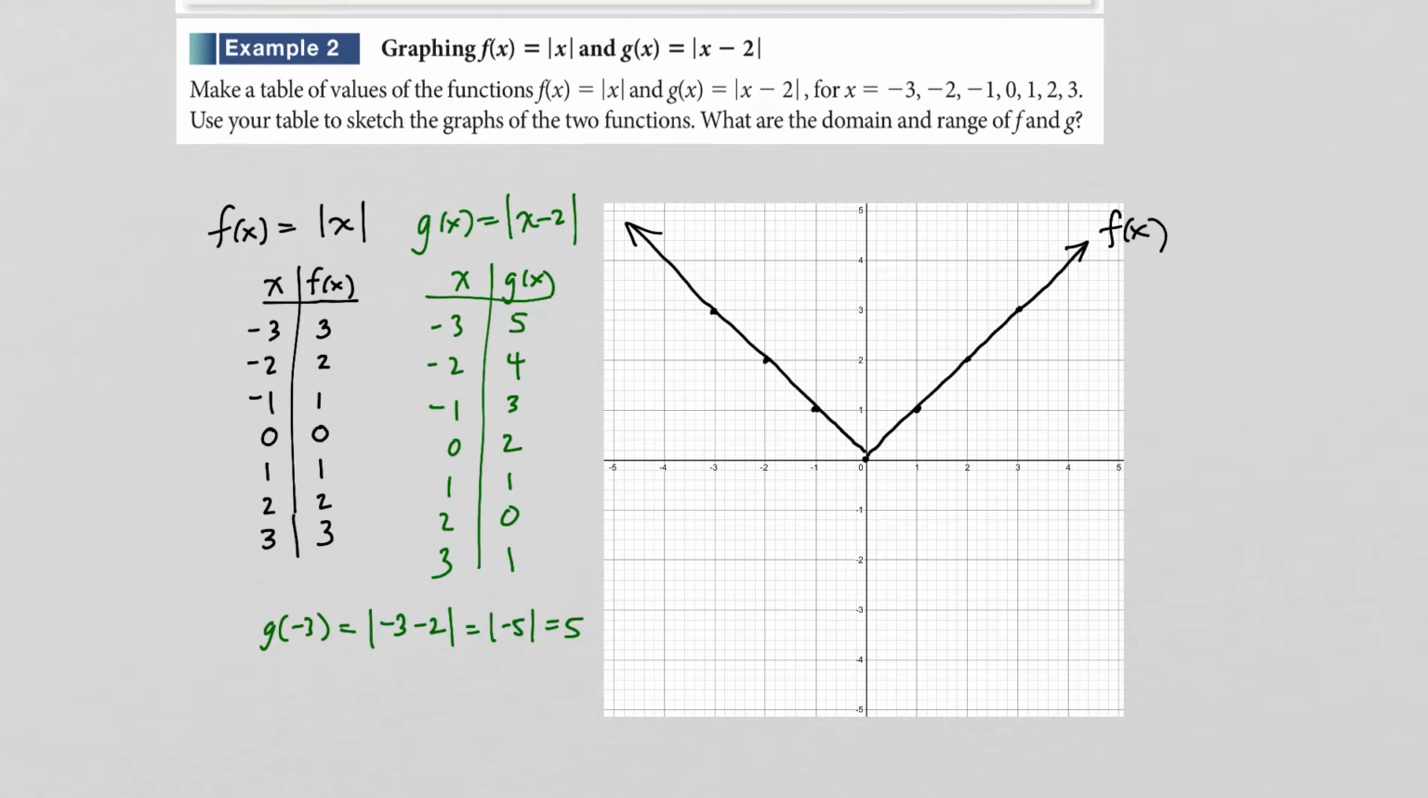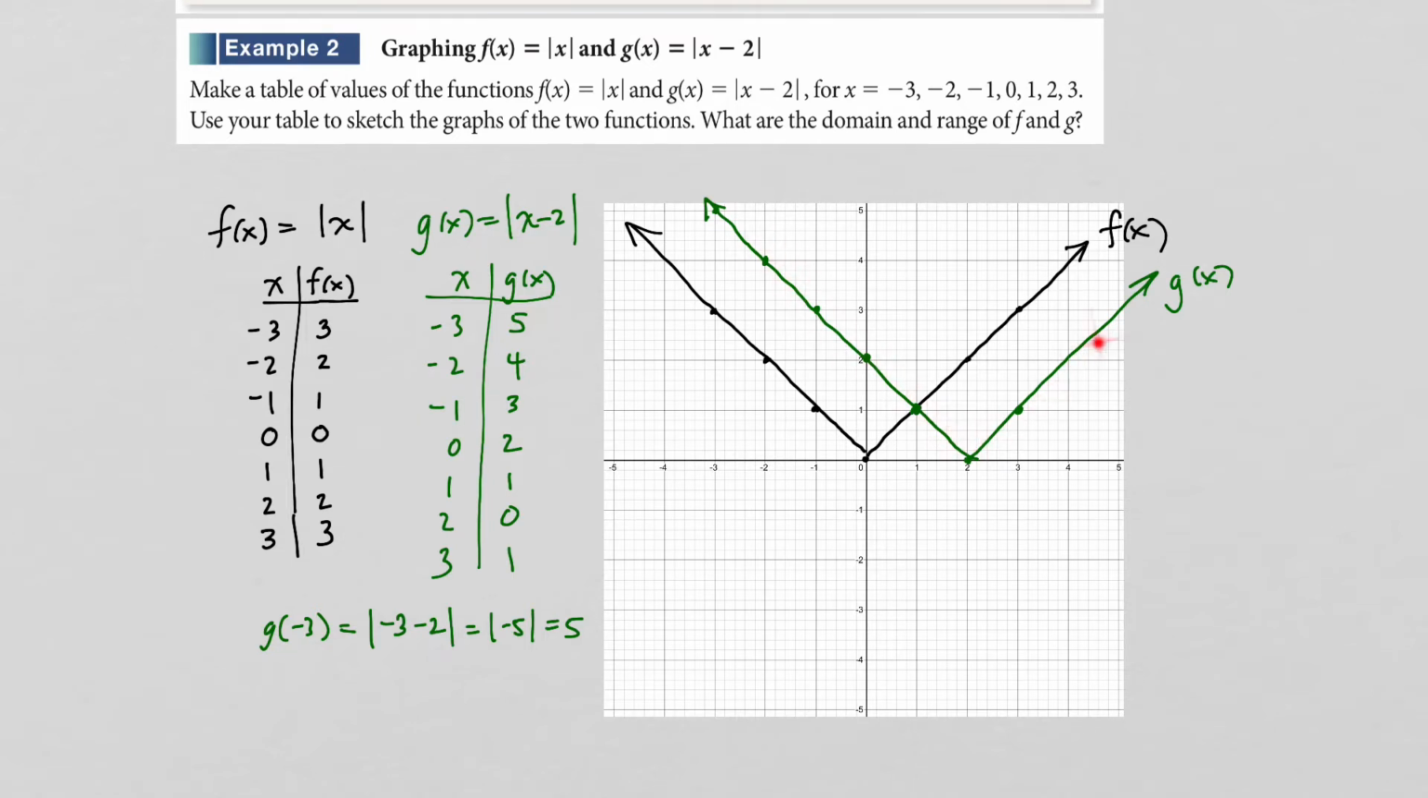Now let's go ahead and graph these points. So we have the point negative 3, positive 5, which is up here. Negative 2, positive 4. Negative 1, positive 3. 0, 2. 1, 1. 2, 0. And 3, 1. And you should be able to see the V shape here. You can see that we've come down like this, and now we have our V going back up like this. Let's sketch this graph.